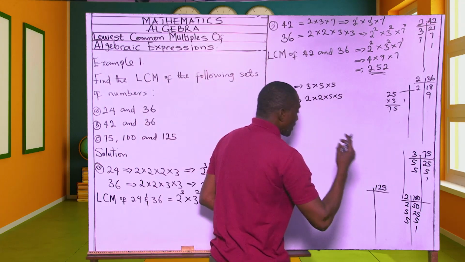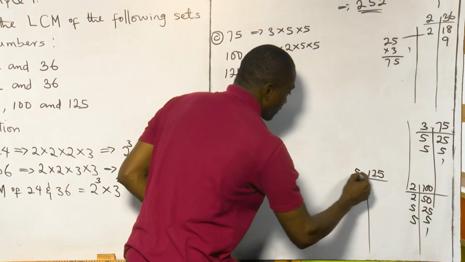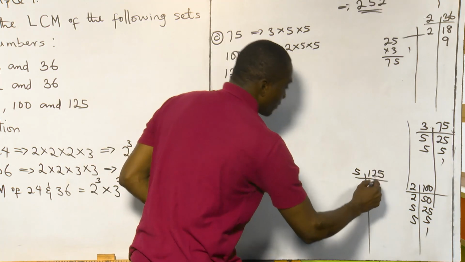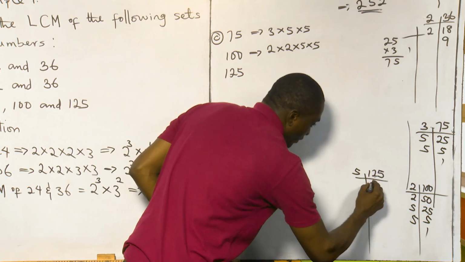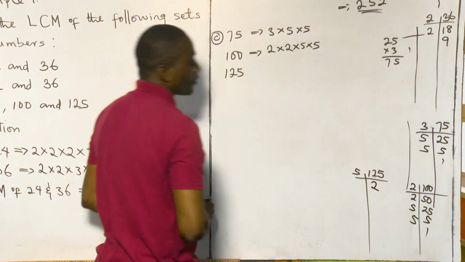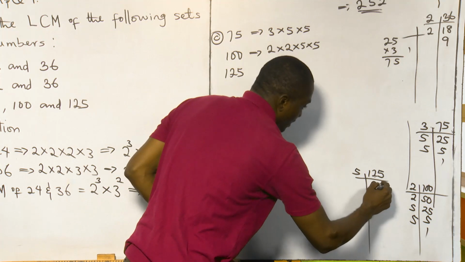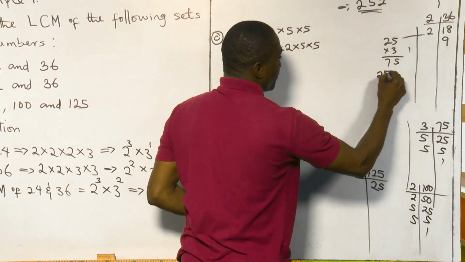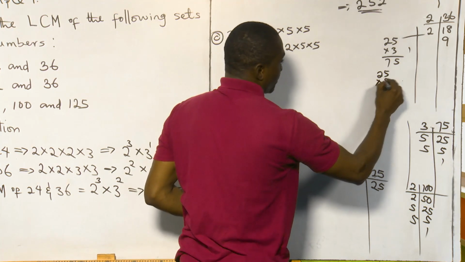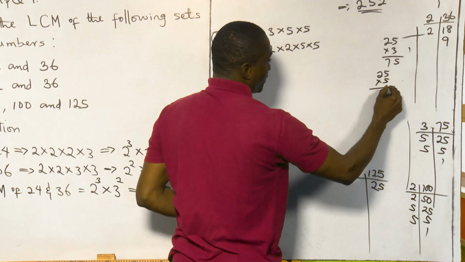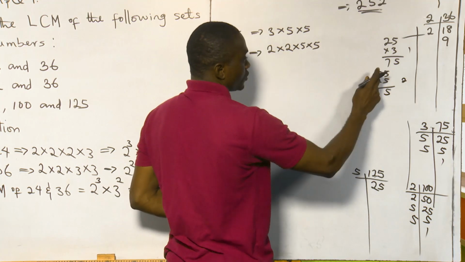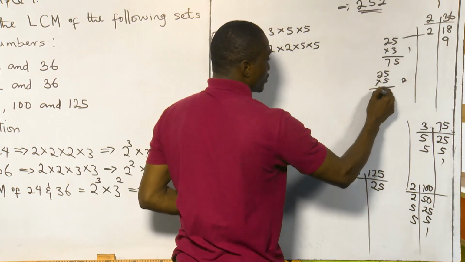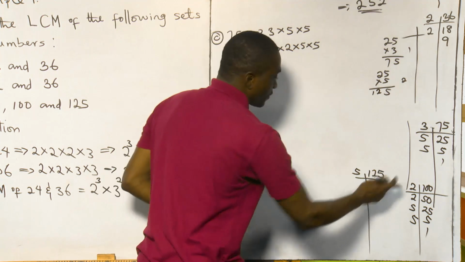the least prime factor of 125 is 5. 5 in 125 will give us 25. Okay, let's take it out. 25 multiplied by 5 will give us 125. We keep 2. 2 times 5, that is 10, plus 2, that is 12. So we have 125. Okay.